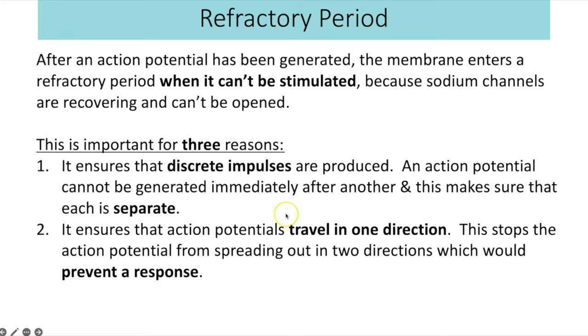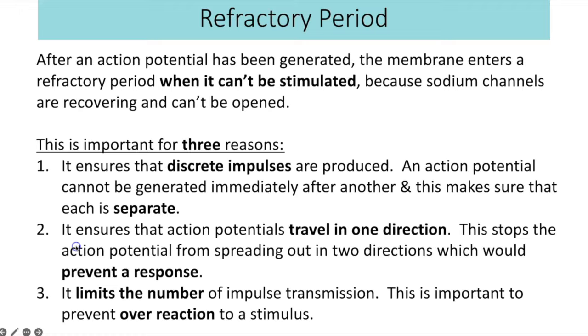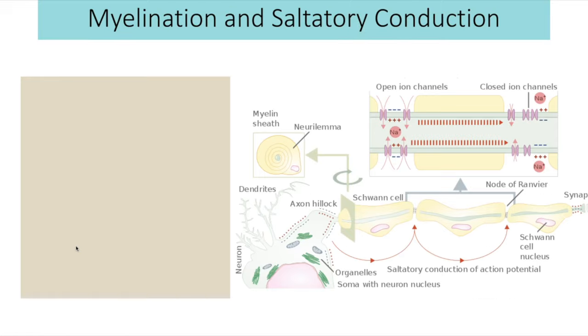separate. It also ensures that action potentials only travel forwards in one direction. It stops the action potential from spreading out and going backwards. And if it did go backwards along the axon, that would prevent it causing a response because it wouldn't actually end up reaching the effector. And lastly, it limits the number of impulses, and that's important to prevent an overreaction to a stimulus.